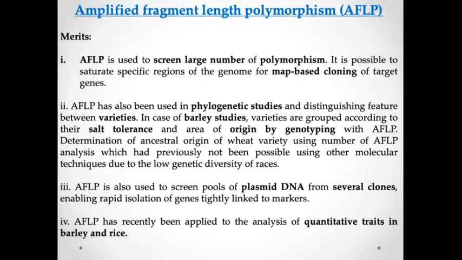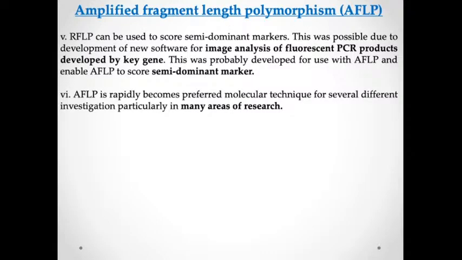So what are the merits? You can screen a large number of polymorphisms, which was not possible before with other techniques. So you can screen a lot of differences in the gene pattern. It is also possible to identify map-based cloning of targeted genes. It helps to identify quantitative traits in barley and rice. It's also used to screen pools of plasmid DNA of several clones, enabling rapid isolation of genes tightly linked to the markers. And last but not least, it is the most rapidly preferred molecular technique for several different investigations, particularly in many areas of research.